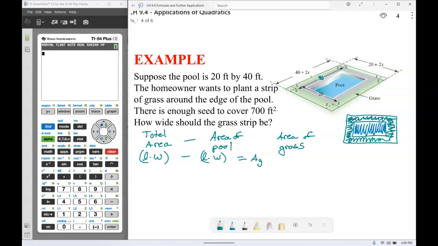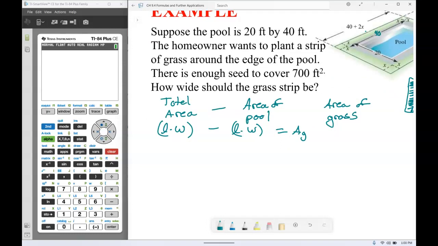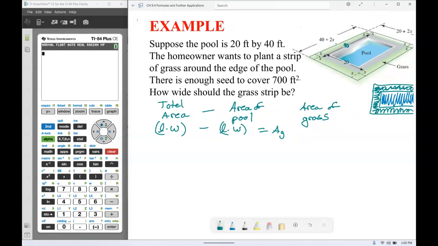Okay? So what's the length of the total area? 40 plus 2x. What's the width of the total area? It's 2x. What's the length of the pool? 40. What's the width of the pool? What's the area of the grass? Is it 2x times 2x? Read the question again. 700. It can only be 700 square feet. That's the amount of seed they have. 700 square feet. All right.